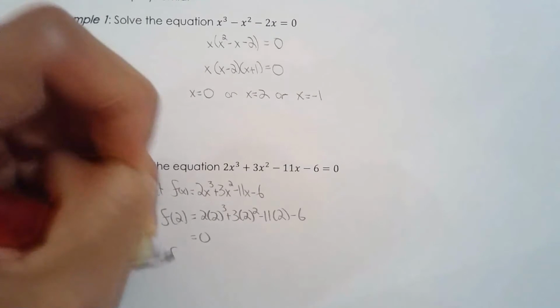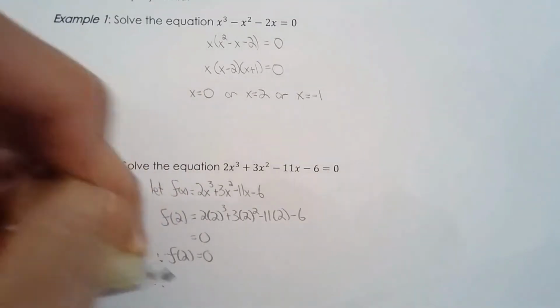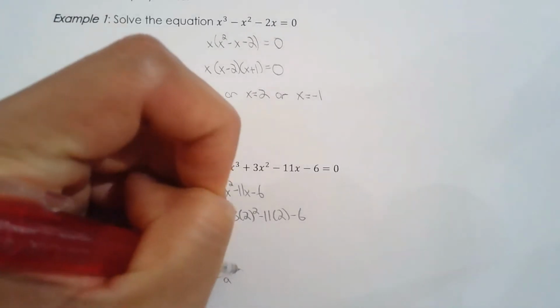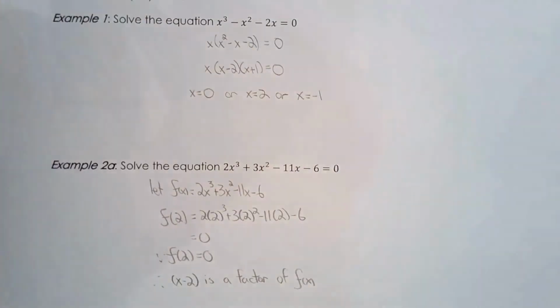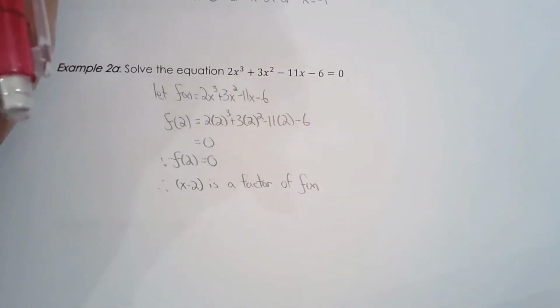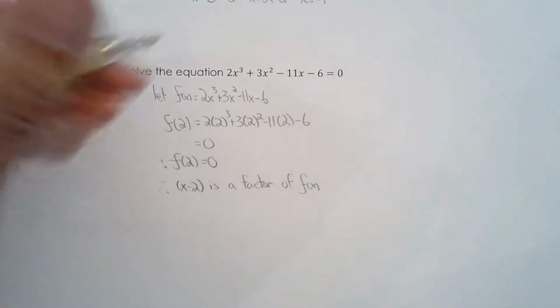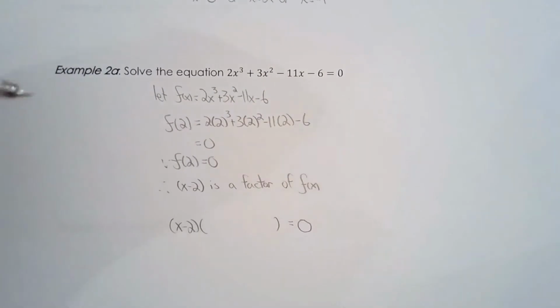So since f of 2 is equal to 0, therefore x minus 2 is a factor of f of x. Remember, you want to factor because you can apply the zero product property. So let's see, x minus 2, what's that quadratic factor? You can use long division or synthetic division. If you're not comfortable with this technique, I highly recommend it. It's just such a huge time saver.